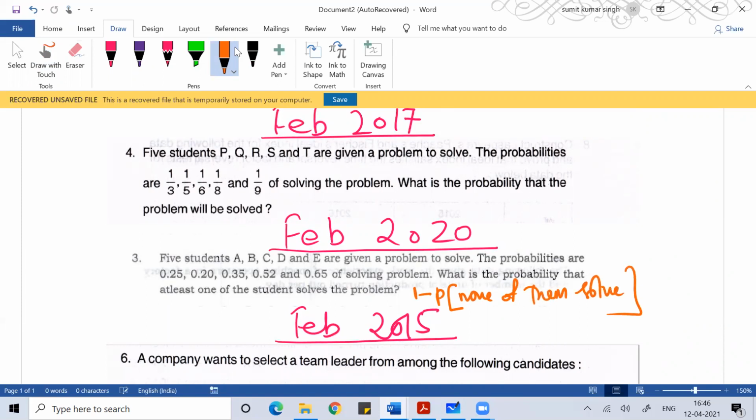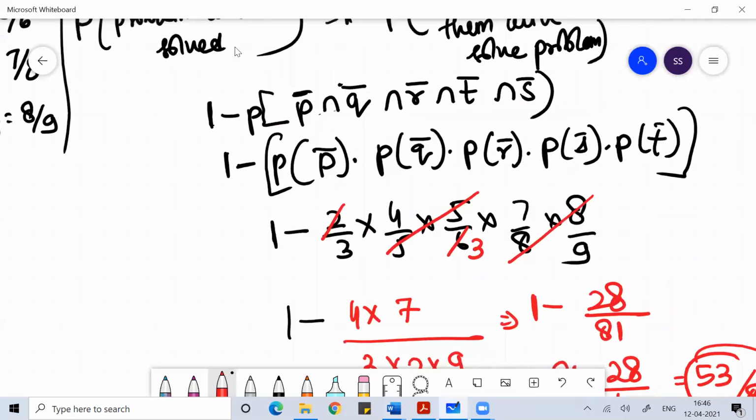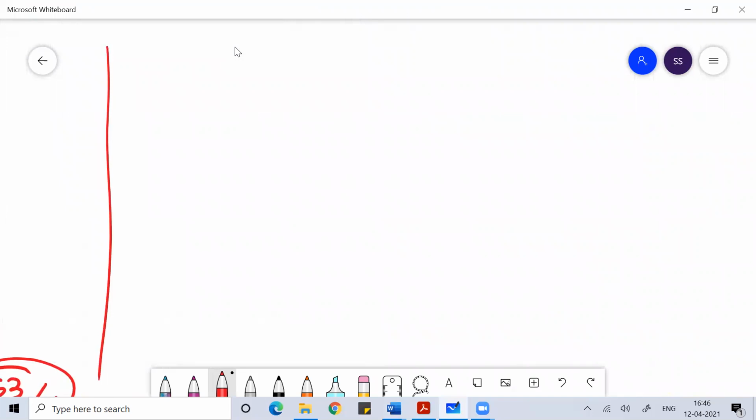Okay, so what you do, 1 minus 0.25 into 1 minus 0.20, 1 minus 0.35. So you can do this. Let me do. You can do it very easily. I hope you understand it. This kind of problem. So here, at least one of them will give me the answer.